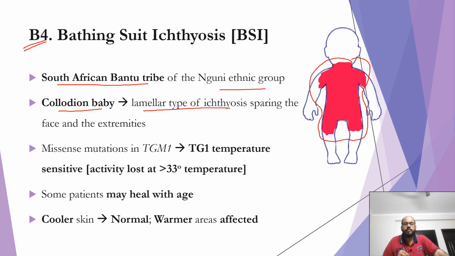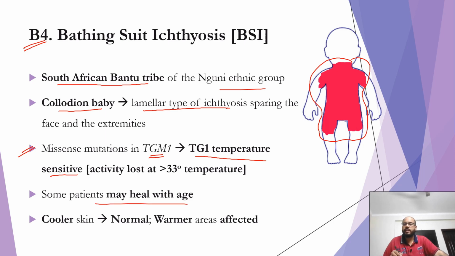It arises because of a missense mutation in transglutaminase 1, leading to a temperature sensitive transglutaminase 1. That means this enzyme will get activated at higher temperature. If the child is moving out, and remember this has been described in Africa, which is an equatorial area, you will have higher temperature or sun exposure over the exposed areas. In the exposed areas, the transglutaminase 1 enzyme will get activated because of higher temperature and will function normally. But in the areas covered by clothes, TG1 is not activated and does not function properly, leading to ichthyosiform scales in a bathing suit distribution.